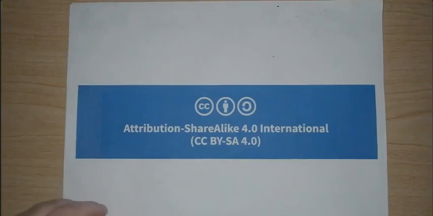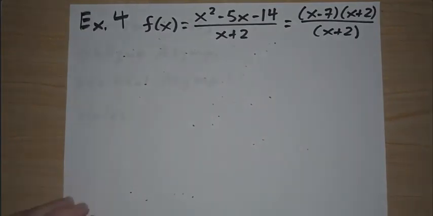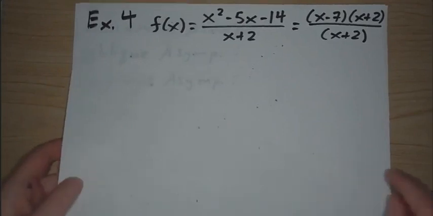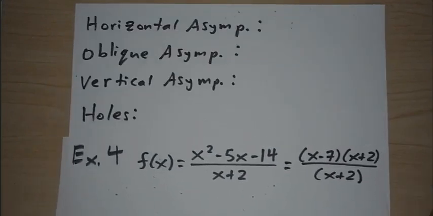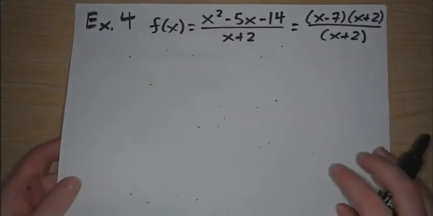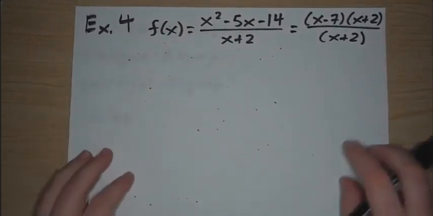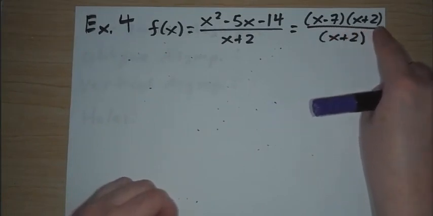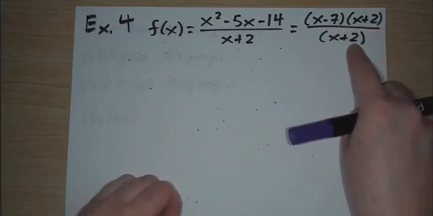This is example 4 from the Rational Functions Part 2 lab. We have the following function. It's already been factored out for us. We want to find some attributes of this function, such as horizontal asymptotes, oblique asymptotes, vertical asymptotes, and if it has any holes. So looking at this function right now, as it's factored, we have it as x minus 7 times x plus 2, and the denominator is x plus 2.